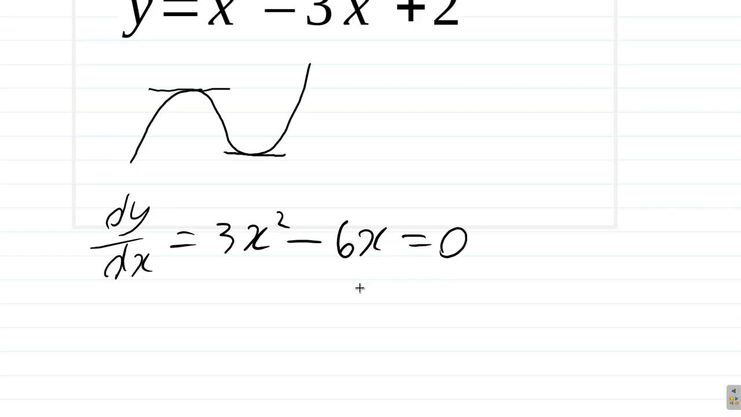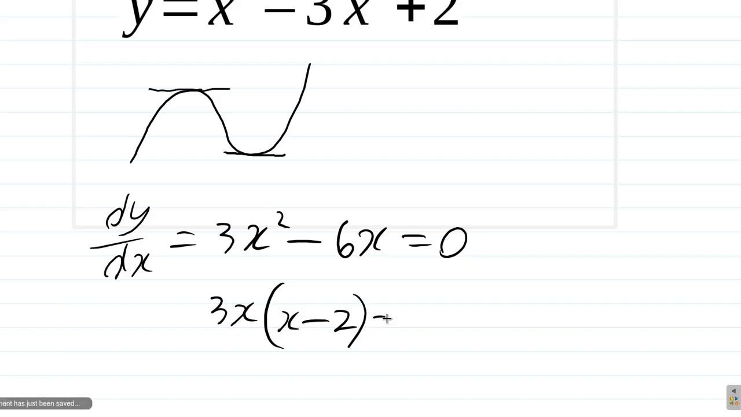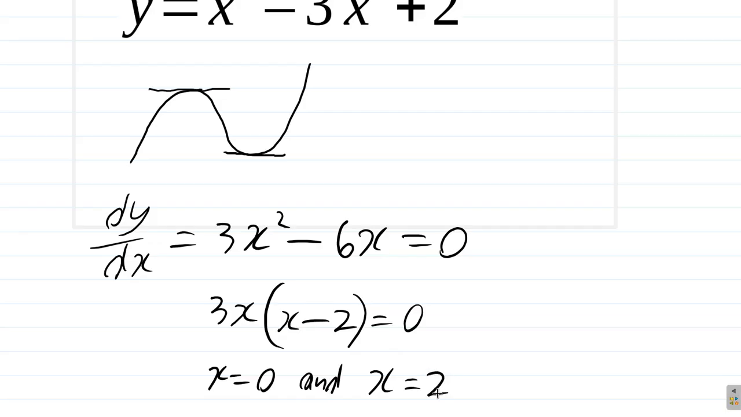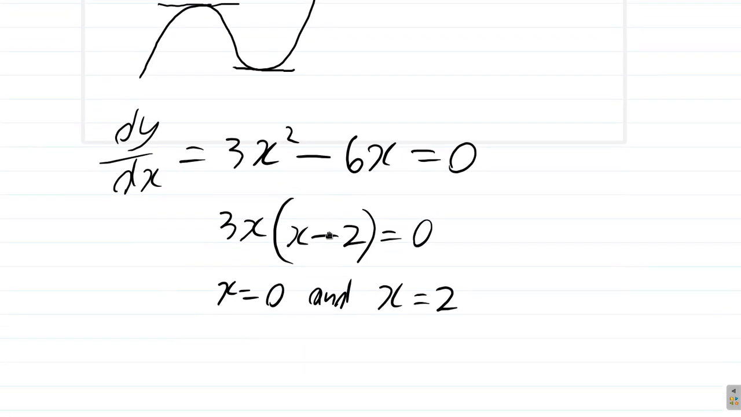Now what are the values of x? Because it's a quadratic function, there will be two values. Factorize. You get 3x outside the bracket. Inside the bracket, you get x minus 2 equals 0. So when you solve this, the values are x equals 0 and x equals 2. X equals 0 and x equals 2 would be the stationary points. You see that?